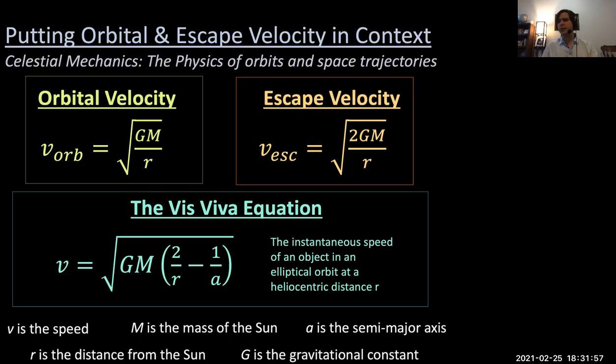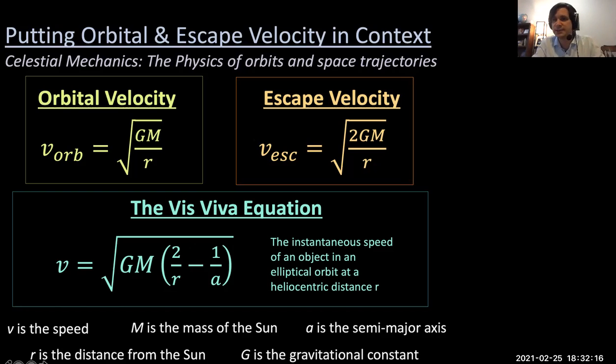So we know that how fast something is moving whenever it orbits isn't always the orbital velocity. We want to know, given that you're this far away from the sun, at this position in your orbit, how fast are you moving? What is your current speed? And the vis viva equation gives us that.